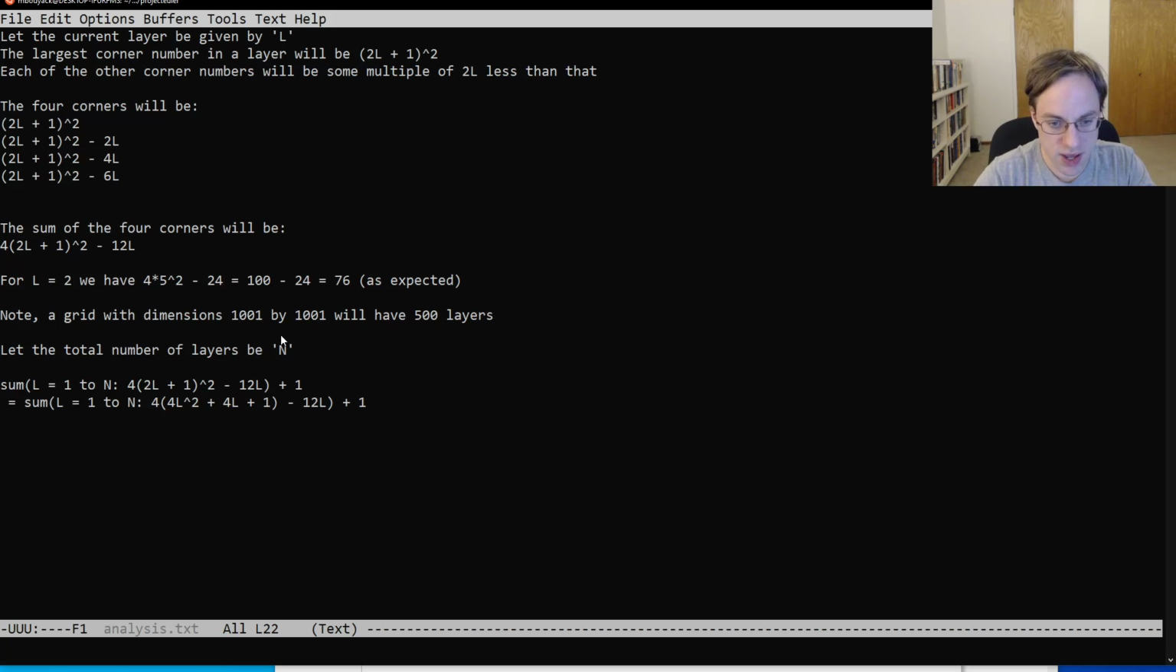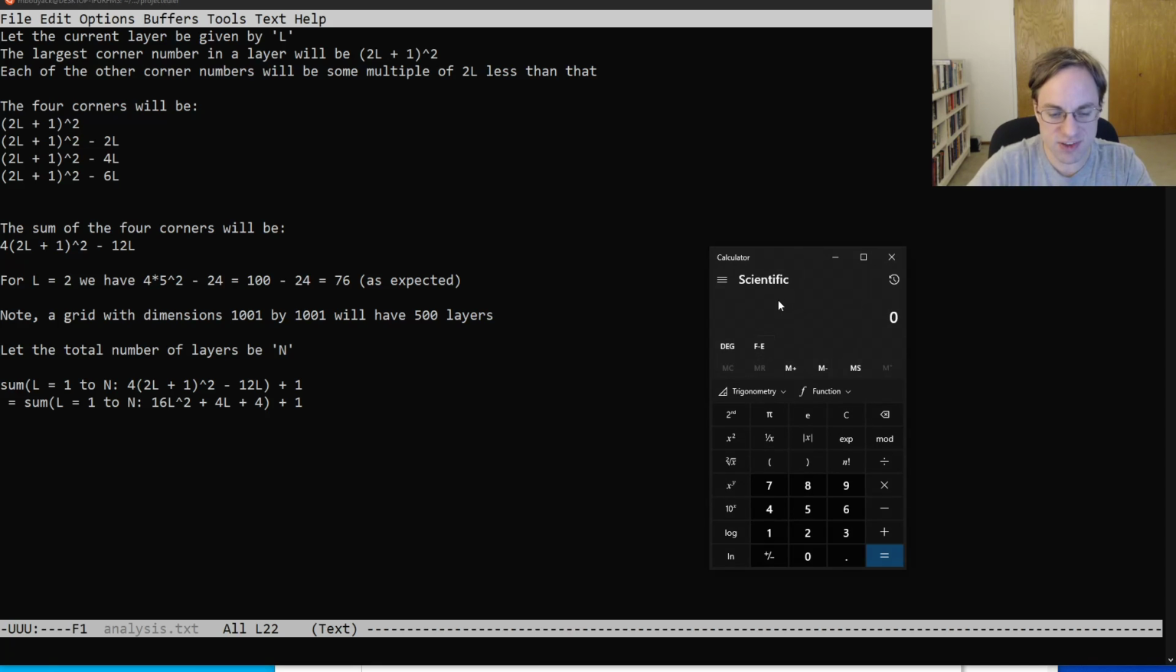And then we're going to multiply this 4 through to give us 16L squared plus 16L plus 4. And then we're going to subtract 12L to give us 4L. And again, we can just double check to make sure we haven't made any mistakes by doing 16 times 4 plus 8 plus 4 gives us 76 as expected for our second layer.